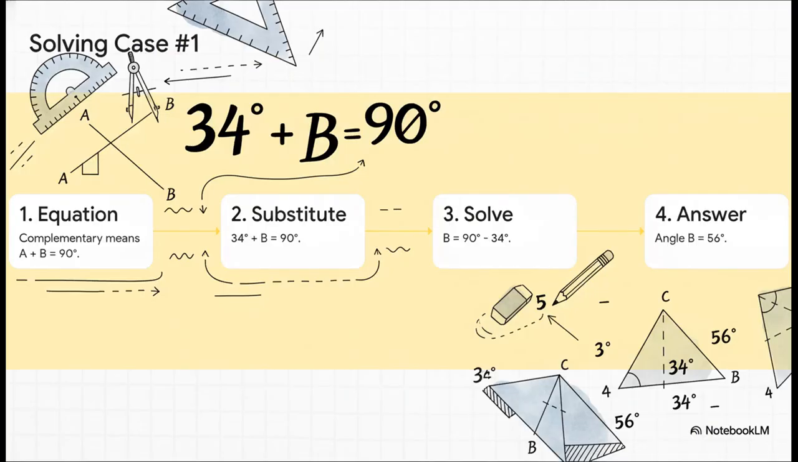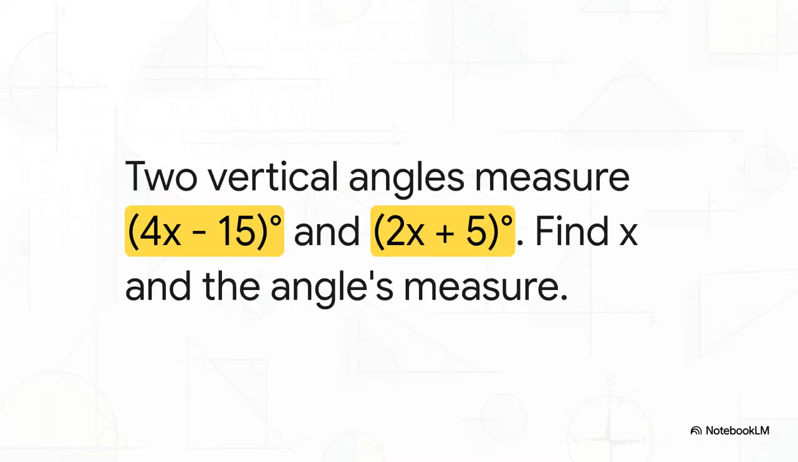And here's how we crack it. First, you just translate that word complementary into a simple math equation. A plus B equals 90. From there, we just pop in the number we know, 34. And a little quick subtraction tells us everything we need to know. Angle B has to be 56 degrees. Done. Okay, let's crank up the difficulty just a notch for case number 2.